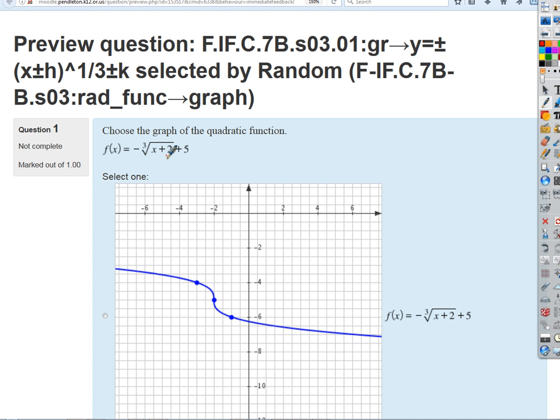A is -1. So we've got H is -2, A is equal to -1, that's the number out front, and K is 5. If H is -2 and K is 5, that's telling us the vertex is at the point -2, 5. And what does the -1 do? Instead of going like this, it's going to go like that, right?